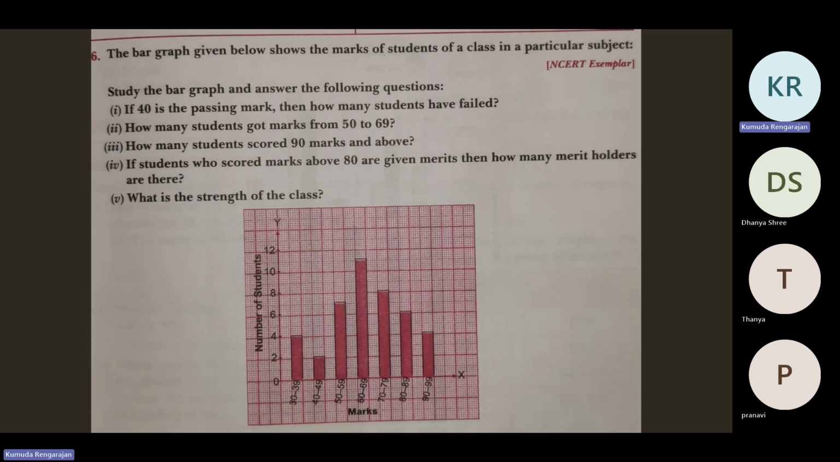The bar graph given below shows the marks of students of a class in a particular subject. Study the bar graph and answer the following questions. If 40 is the passing mark, then how many students have failed?